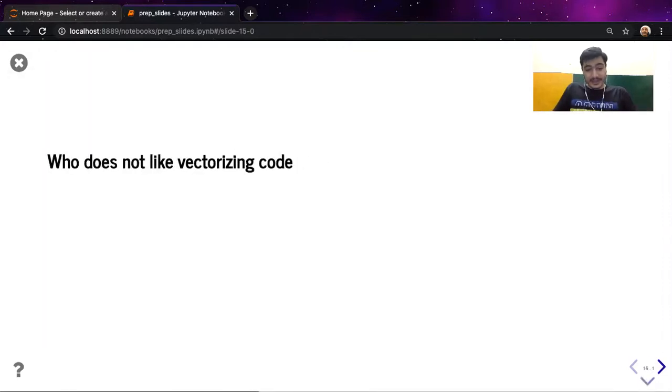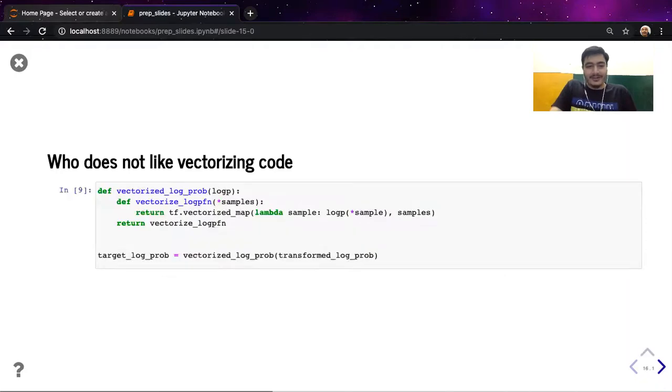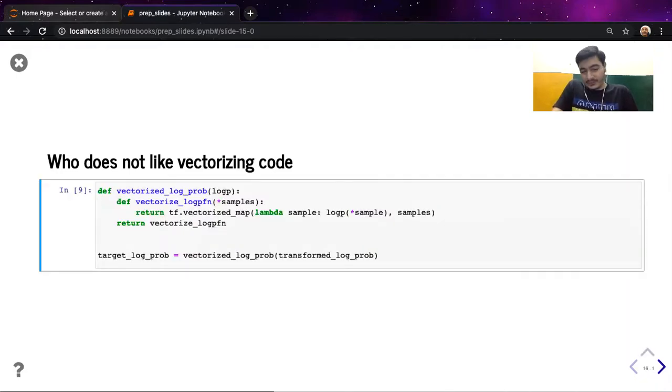Now there can be a case where the samples drawn from the approximating distribution are not a single one; there is a batch of samples which we want to take. So we'll vectorize our code using TensorFlow, and that's what TensorFlow is meant for. We're going to make use of vectorized maps or any other vectorization function in TensorFlow to make sure our batching semantics work correctly and we correctly calculate the log probability for all the samples in the batch individually.